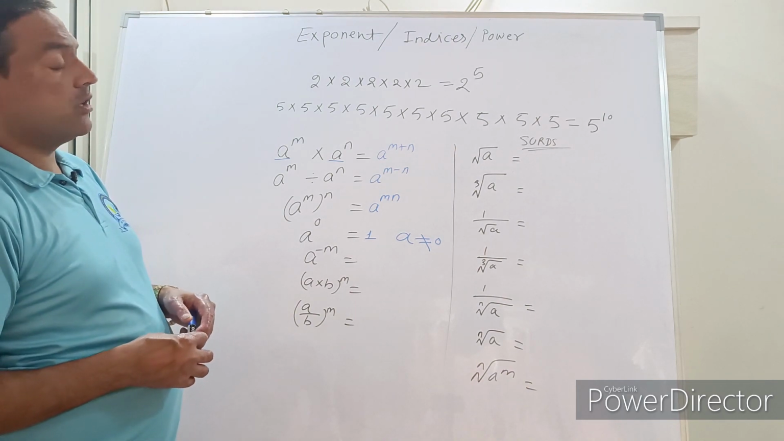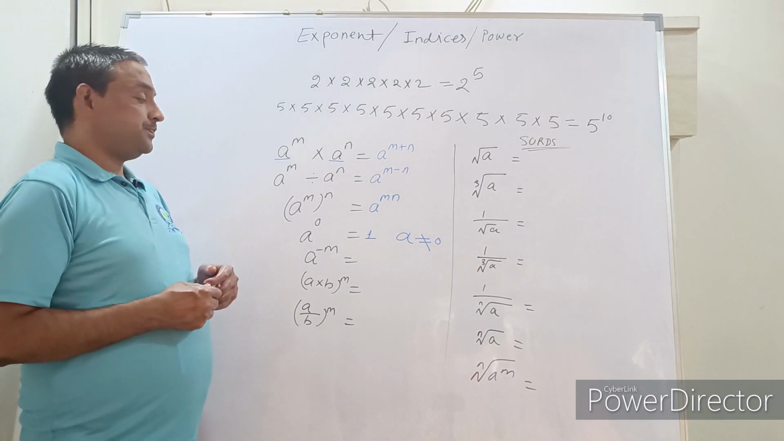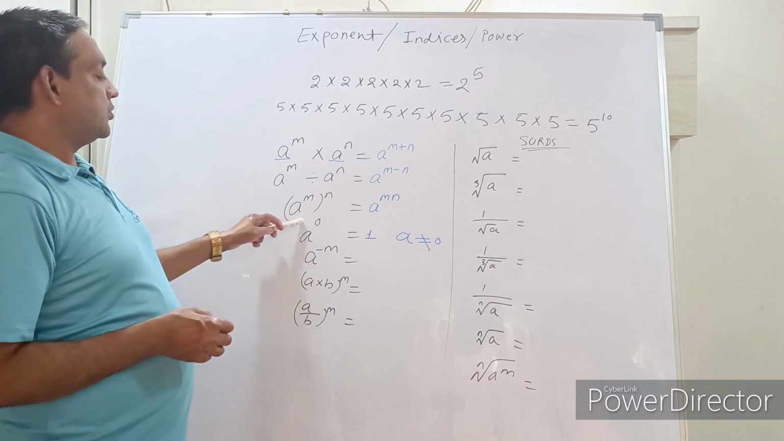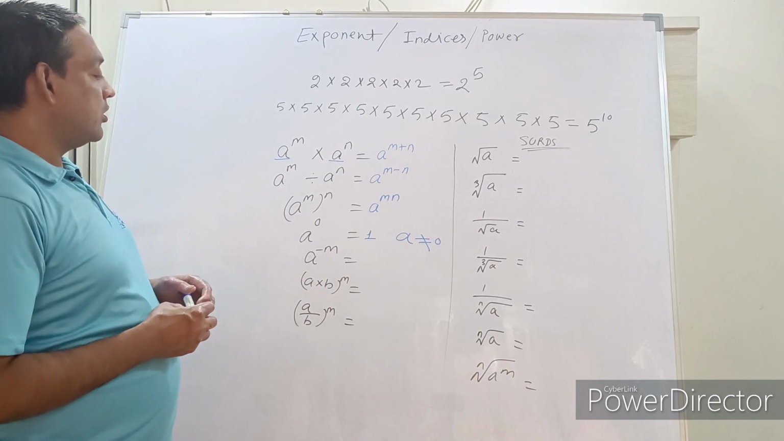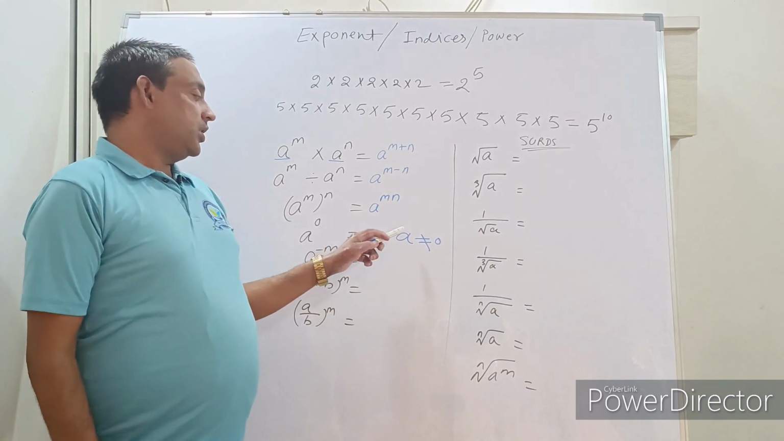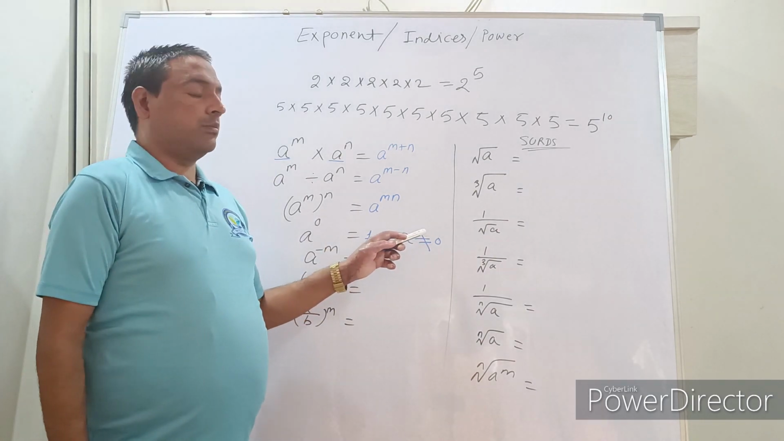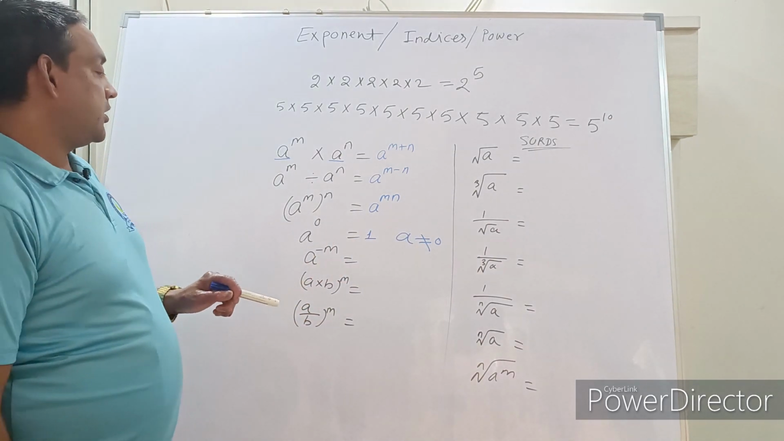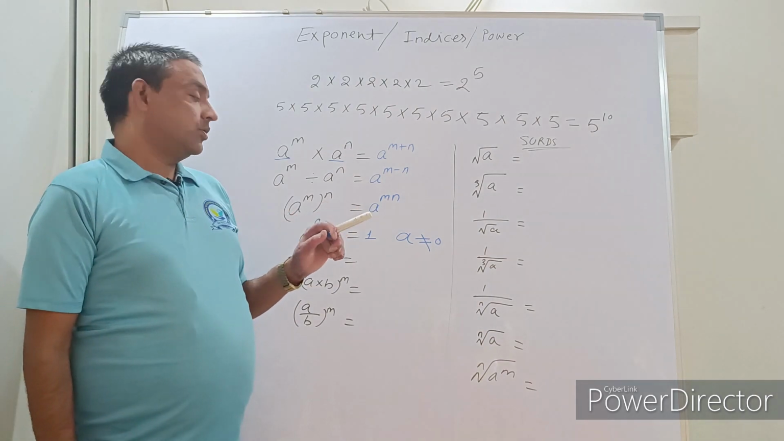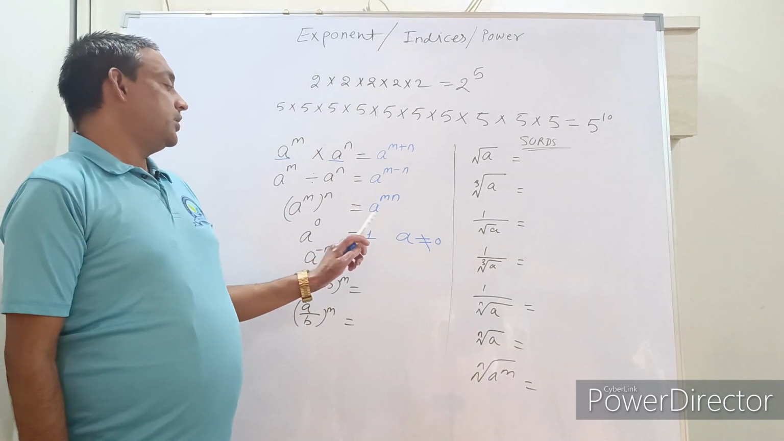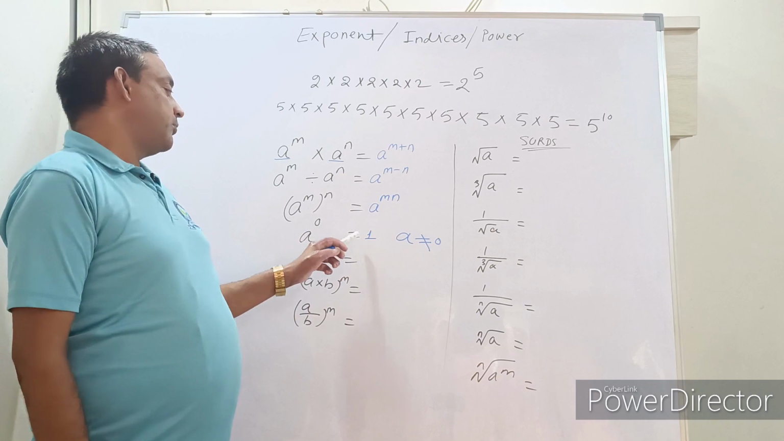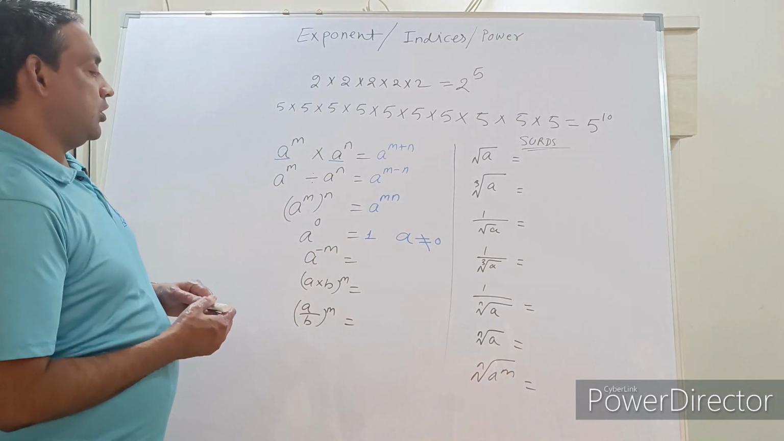Sometimes they ask true or false, so it is false. Okay, a raised to 0 is 1, it is not always 1, it is only for positive numbers and negative numbers. So if they ask you a raised to 0 is equal to 1 always, no, it is not always. A is not equal to 0, then only it will be 1, otherwise it is not defined.